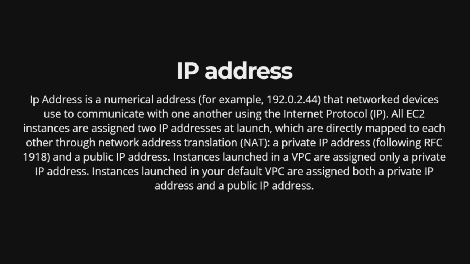IP address. IP address is a numerical address, for example, 192.0.2.44, that network devices use to communicate with one another using the Internet Protocol, IP. All EC2 instances are assigned two IP addresses at launch, which are directly mapped to each other through network address translation, NAT: a private IP address, following RFC 1918, and a public IP address.